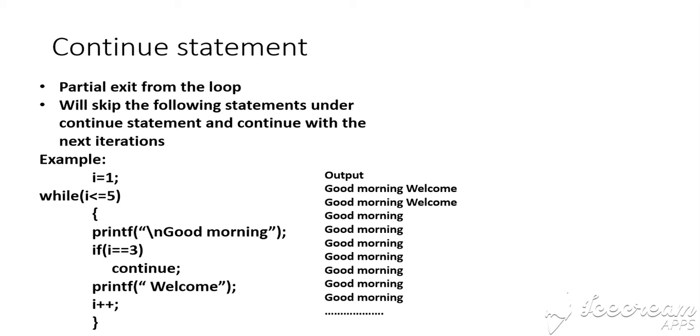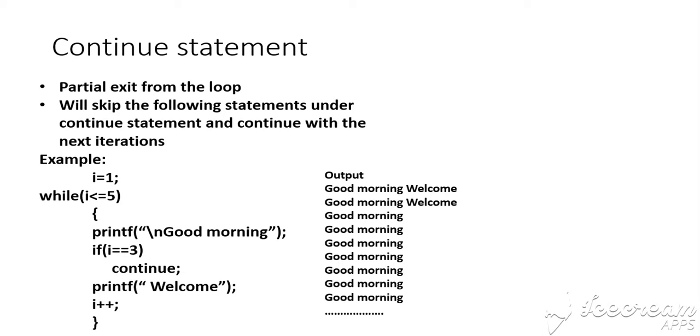So what happens? The program control will be taken to the beginning of the loop, and the loop continues with the next iteration. But there the value of I is not changed. As the I plus plus statement has not been executed, the value of I remains 3 itself. So again 3 less than or equal to 5 condition is true. So the program will continue with the loop and good morning will be printed, and again 3 equal to 3.